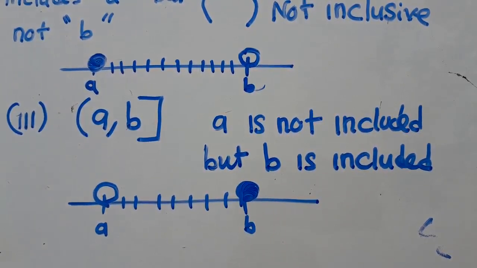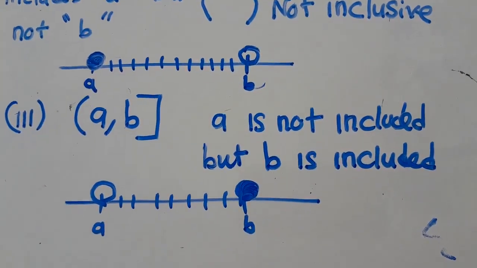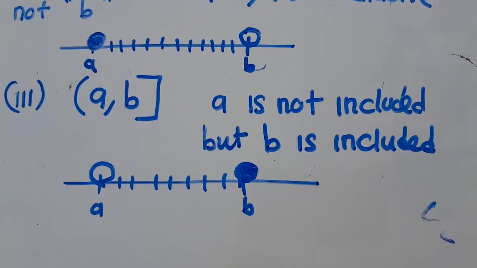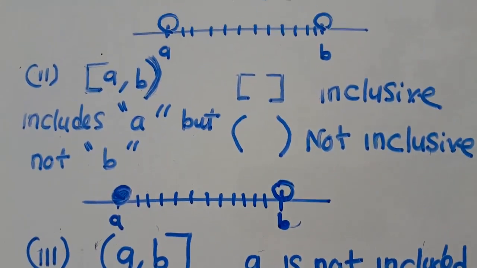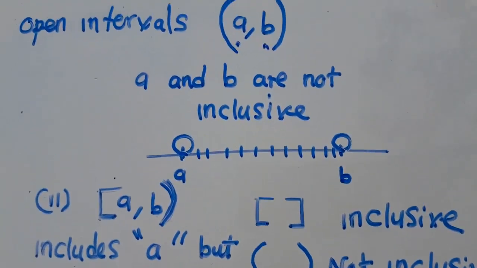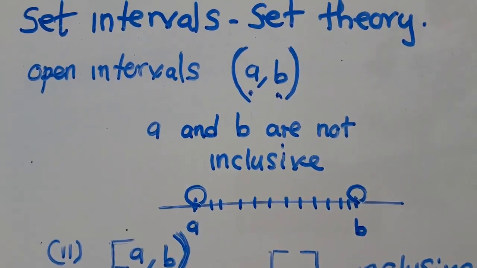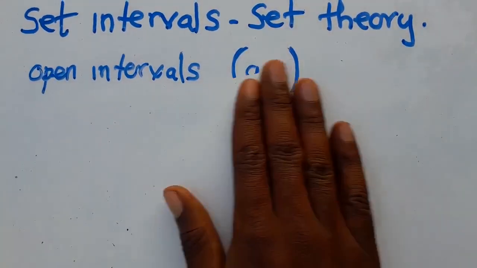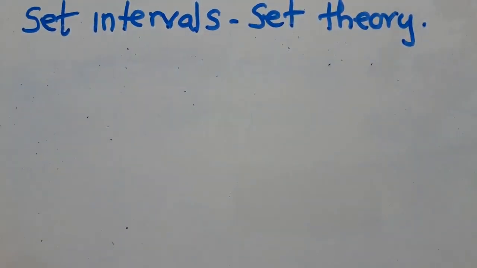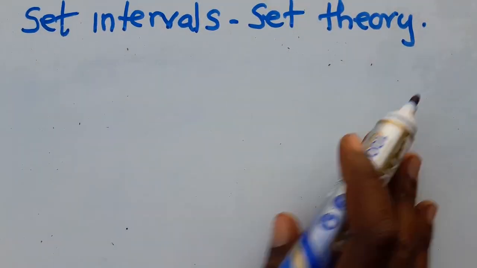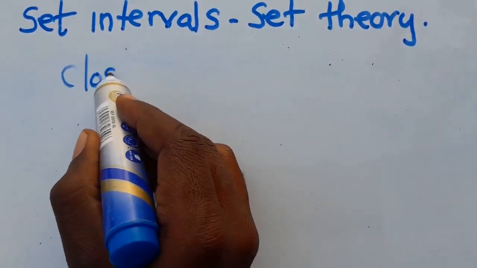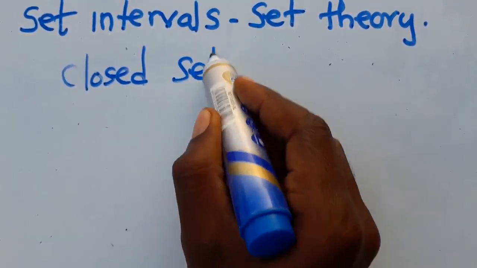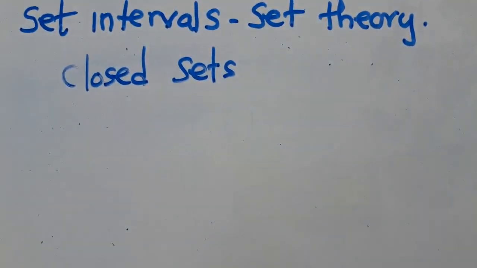But where you've got closed sets, so what if you've got closed sets? Let us look at this now. I'm going to label the things that we've talked about, the set intervals. So we talk of what if you've got closed sets. What do these look like?